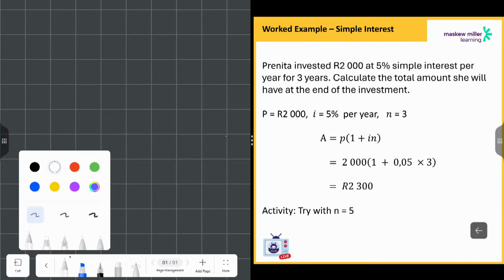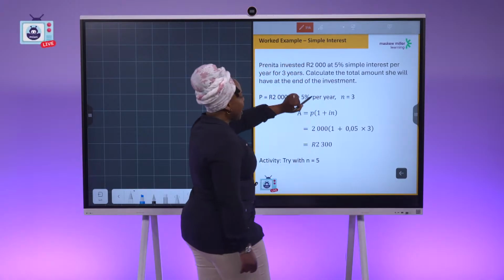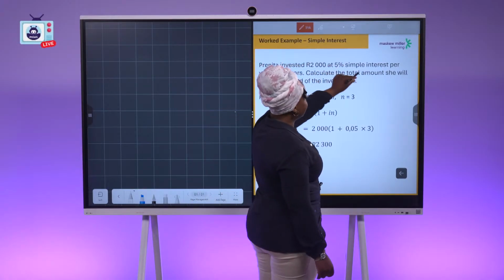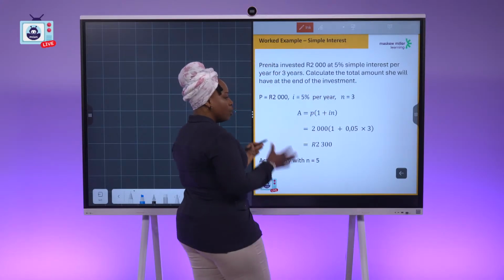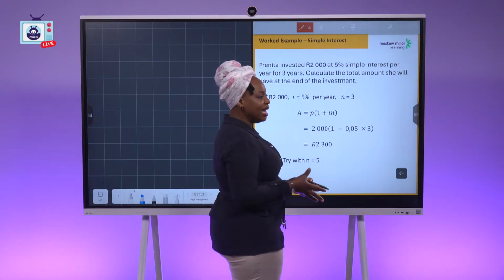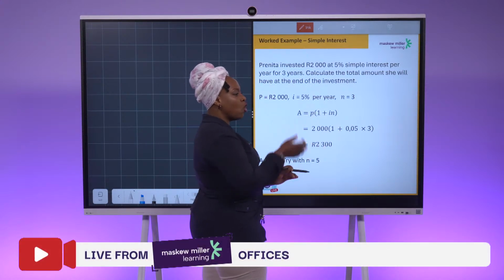Okay, so let's do a quick example there together. You can see when you are working on the simple interest, here's the question that we have, which we can just quickly do together. Prenita invested 2,000 Rand at a 5% simple interest per year for 3 years. So we pause and we analyze what we have, underline and make sure that we show what it is that we have.